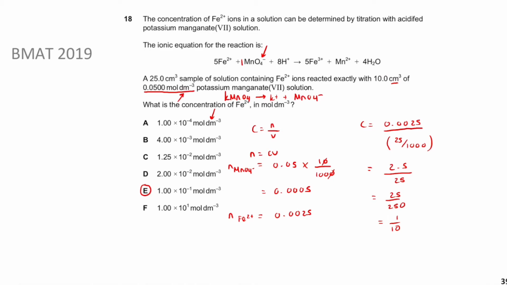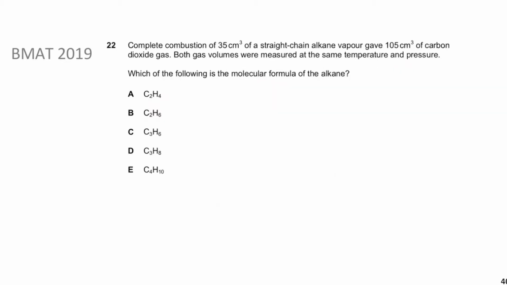Quite a lot of arithmetic involved in there, but hopefully, guys, it wasn't anything too difficult. Now, guys, we're going to move on to the next one, which is question 22 of the same paper. It says complete combustion of 35 cm cubed of straight chain alkane vapor gave 105 cm cubed of carbon dioxide gas. Both gas volumes were measured at the same temperature and pressure. And it says, which of the following is a molecular formula of the alkane?